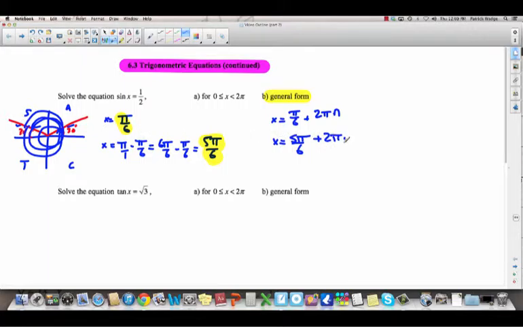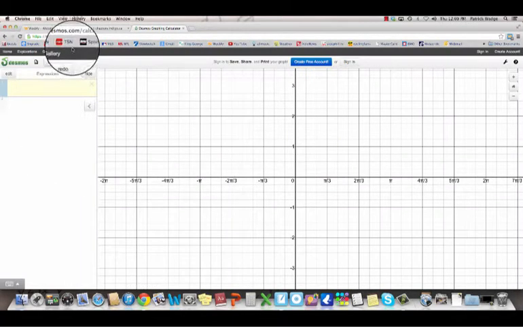Now I want to take a second to show you another way that you can think of this general form that might help. So take a look at this equation, sine x equals 1/2, and we're going to use a graphing calculator to solve this. The graphing calculator I'm going to use is called Desmos, at desmos.com. I just found it recently and I really like it. I think it's a new and updated graphing calculator online, and it's wonderful. I would totally recommend it if you don't have one at home.